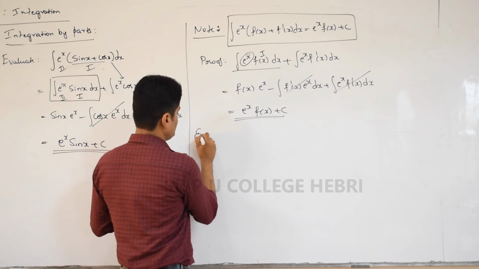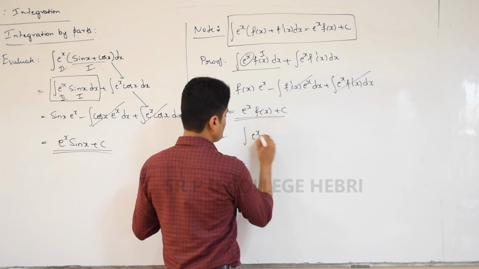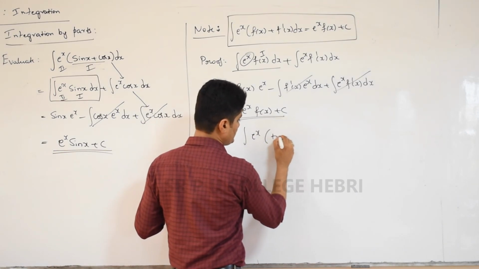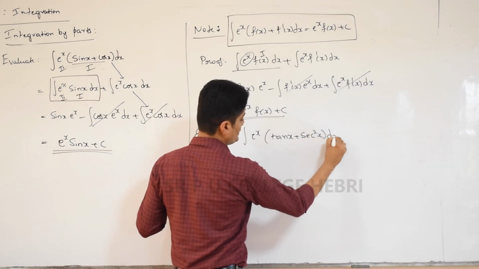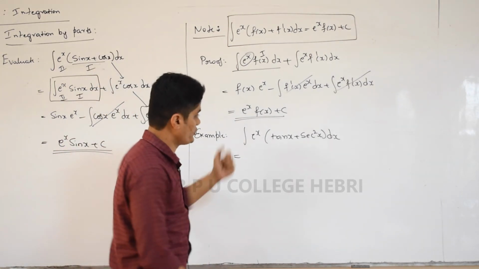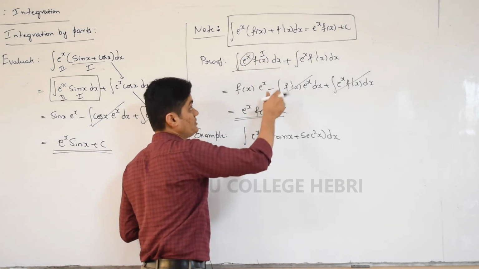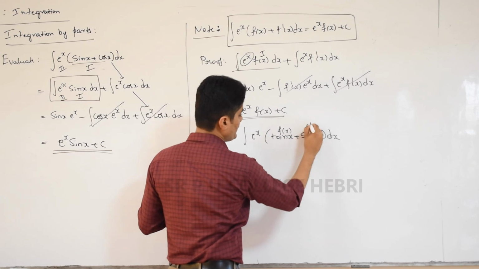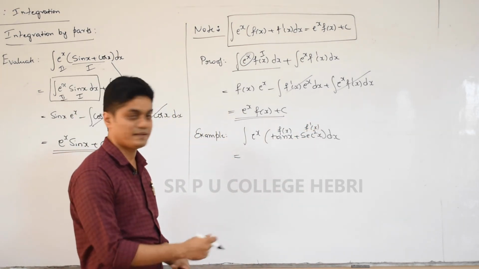Now what is the benefit of this? I'll take one example. Observe this carefully. E power x into tan x plus secant square x dx. Suppose you want to integrate this now. No need to integrate like this, no need to apply integration by parts, directly use this. No need to solve like this also, directly use this. You only have to identify f of x and f dash of x. Once you identify, the work is done.